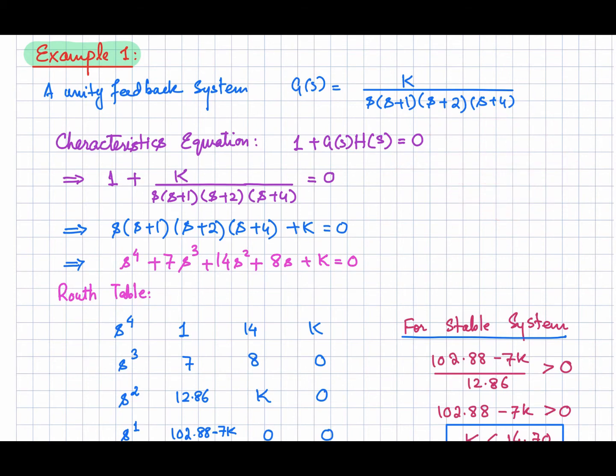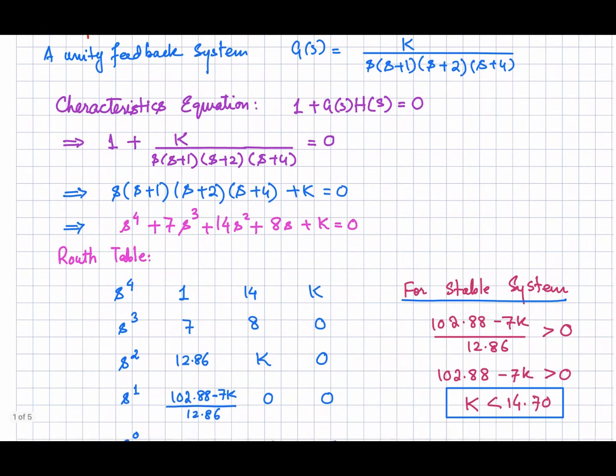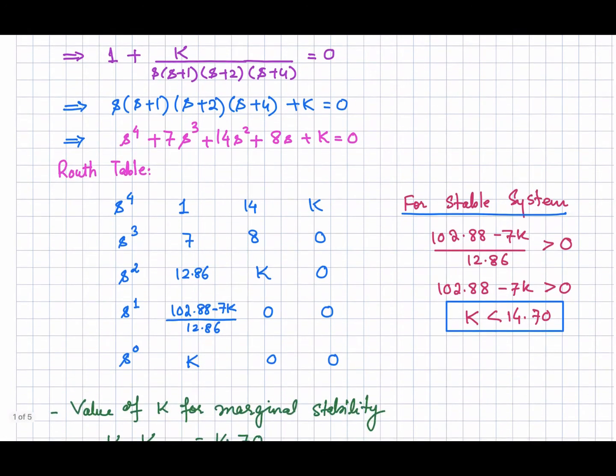G of s is given to us and it's a unity feedback system. That means H of s will be equal to 1. So by taking those values, I can write down this characteristic equation, and if I simplify this one, because this whole will be multiplied with that one, plus k, and on this side it is 0. So this is our characteristic equation. If I simplify it, I can write it like that, and now it is in polynomial form. I can develop the Routh table.